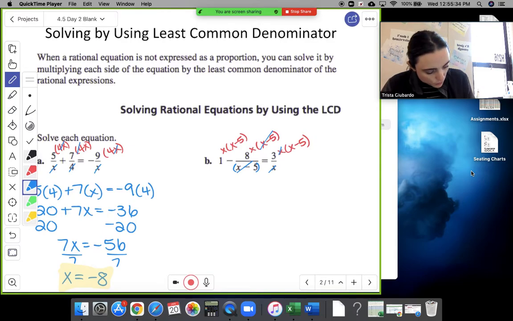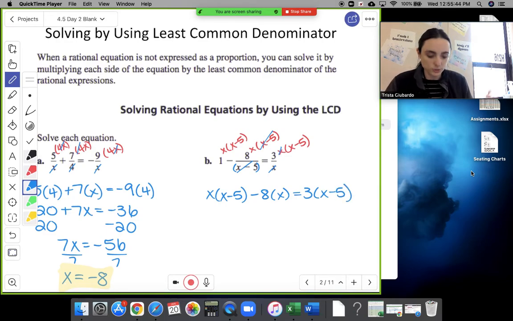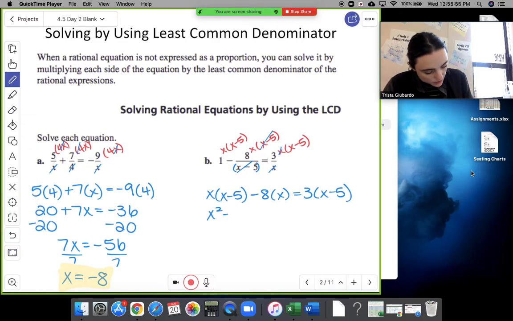So then I'm left with 1x times x minus 5, or just x times x minus 5, minus 8 times the x equals 3 times the x minus 5. Okay? So again, we just put what the original numerator was multiplied by what portion is left of that least common multiple. So then I'm going to go ahead and distribute. This gives me x squared minus 5x minus 8x equals 3x minus 15.